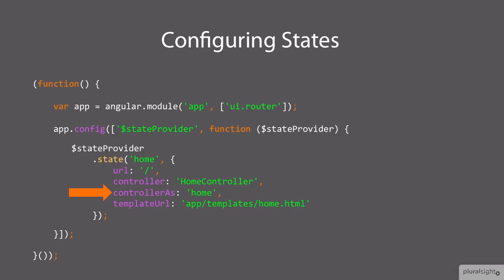The last property here, which you will probably use on all of your states, is the template URL property. You use it to specify the file containing the HTML for the view to associate with the state. There is also a template property if you want to specify your HTML right here in the state configuration object, but that would become ugly and tough to manage quickly, I think.